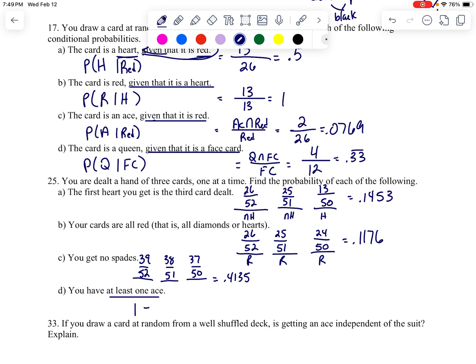And lastly, at least 1 ace. And again, at least 1, we change into 1 minus the probability of no aces.